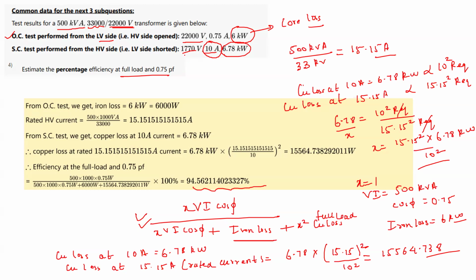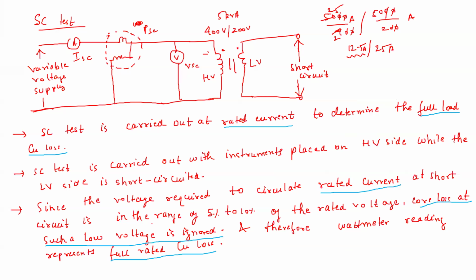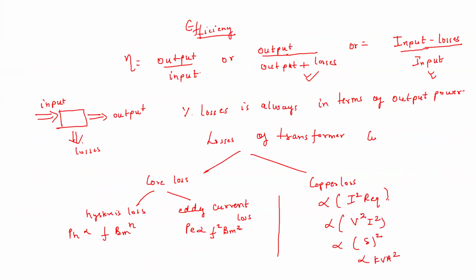See, first of all, in the SC test, you do it at rated current. When you do it at the rated current, you short circuit the other winding. So you will see that the voltage requirement will not be 2200. The voltage requirement will be very less, because it is short circuited, so with very small voltage only you can get the rated current, and that voltage is like 5 to 10% of the rated value. Now you can say that you can do it on the low voltage side or the high voltage side, if that is what you were trying to say.